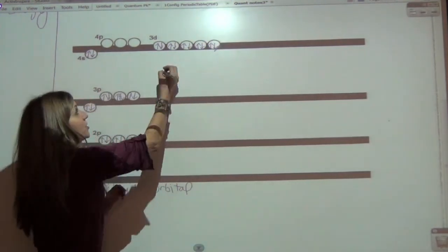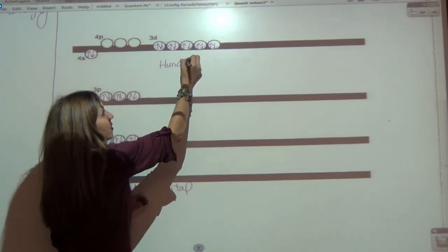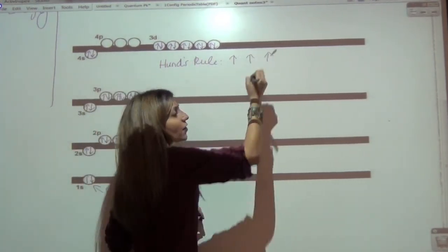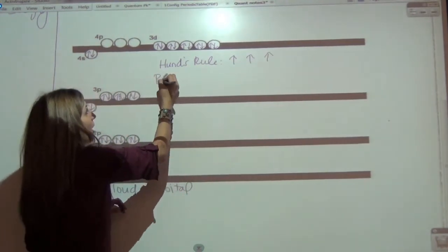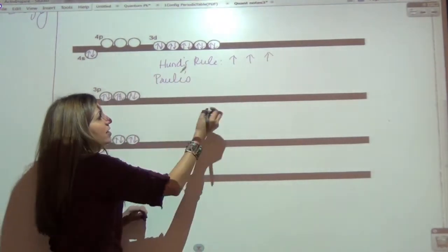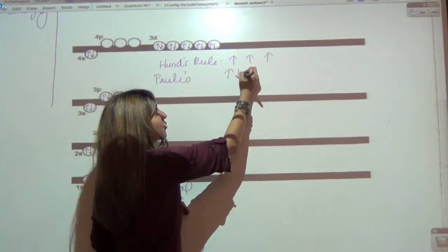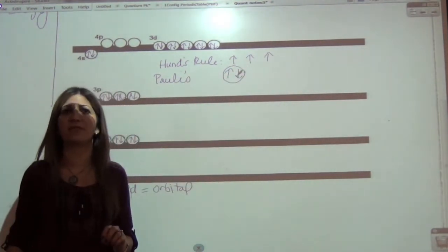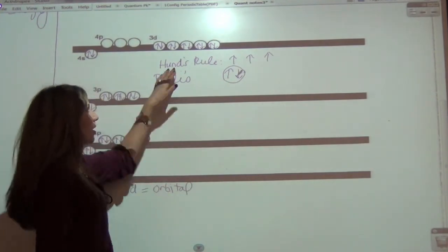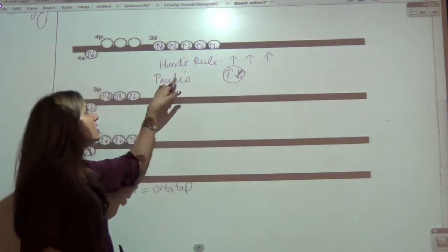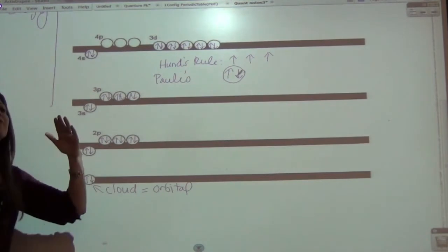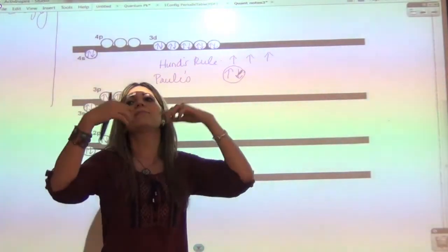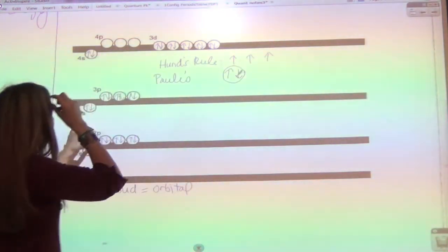So Hund's rule tells us that we fill parallel first. Okay? Pauli's exclusion principle tells us that when they do fill into the same orbital, they fill opposite, they fill opposed. Okay? So Hund's rule says go parallel first. Pauli's rule says, but when they're together, because electrons are both negative and they would repel, they must be spinning opposite of each other. Okay?